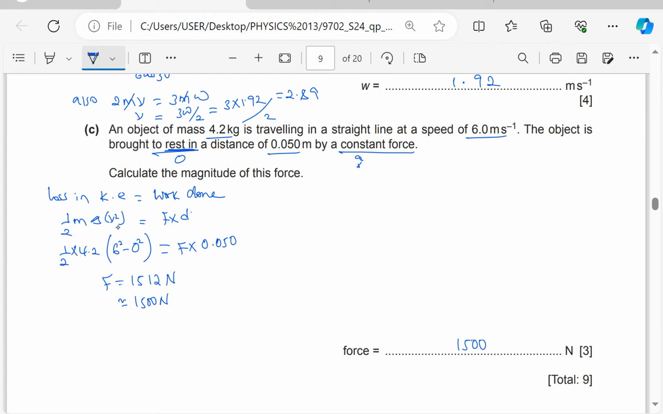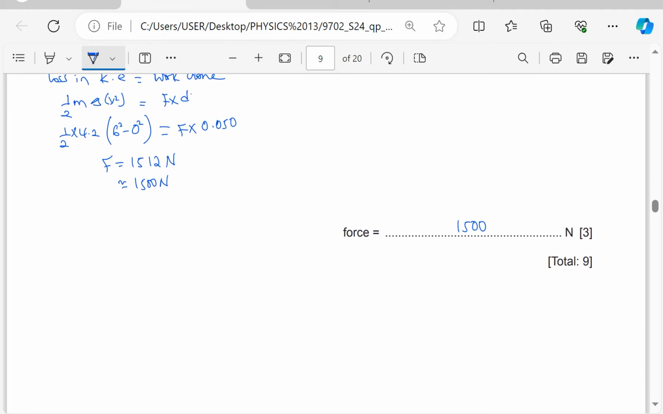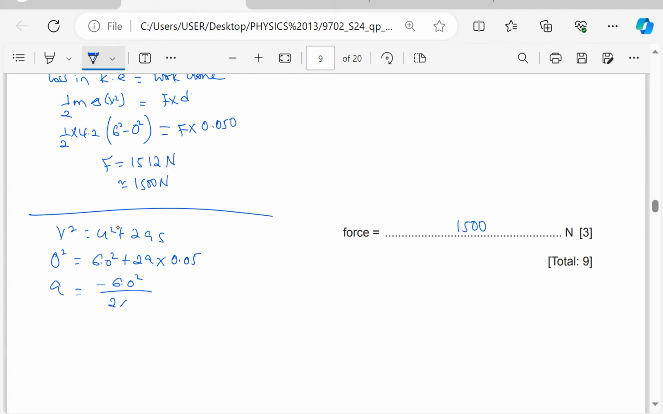That's method one. Alternatively, I can use equations of motion. Let me try equations of motion. So I know that v squared is equal to u squared plus 2as. So final velocity is 0 squared. Initial velocity is 6.0 squared. Then plus 2 times the acceleration. The displacement was, I think, 0.05. So I'm trying to find the acceleration. So the acceleration will be negative 6.0 squared divided by 2 times 0.05.